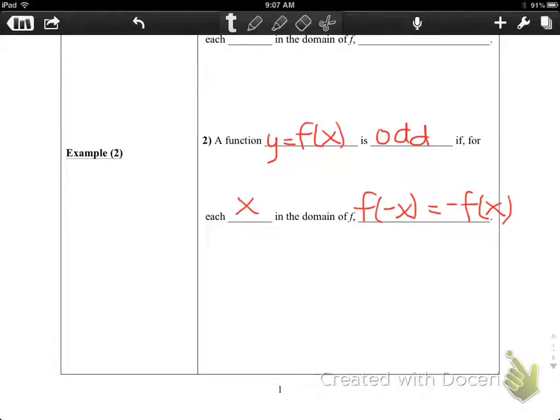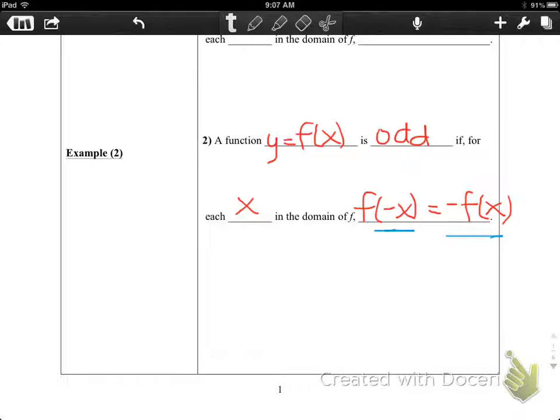Now again, you can stop this and write out what an odd function is before we do the example. But a function y equals f of x is odd if for each x in the domain, f of negative x equals negative f of x. So notice the difference in these two definitions. Here the input is negative x. Here you're taking the negative of the entire function. So basically you're changing the signs of that function.